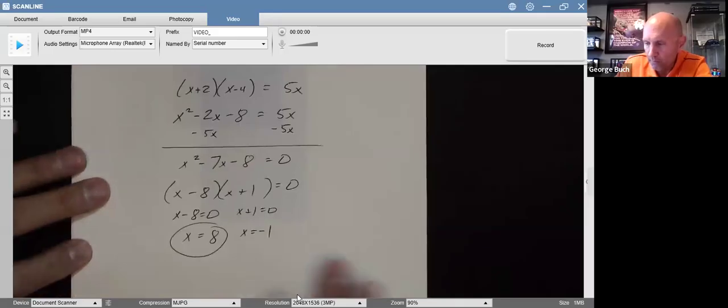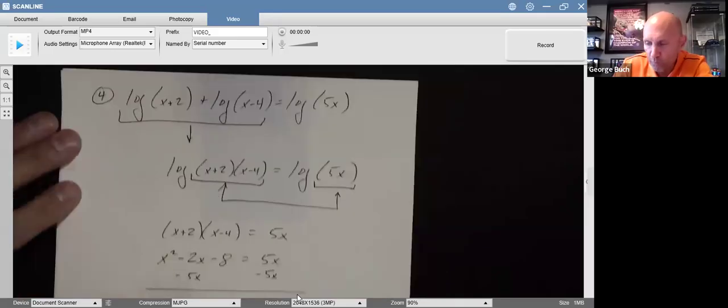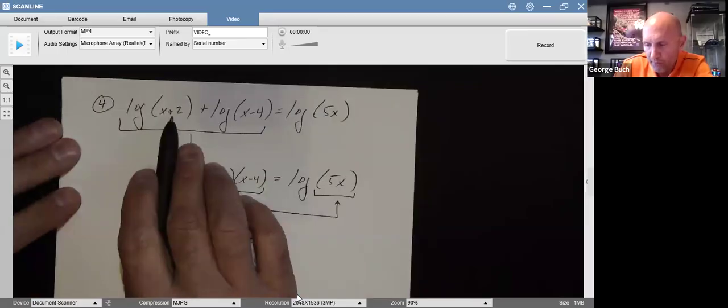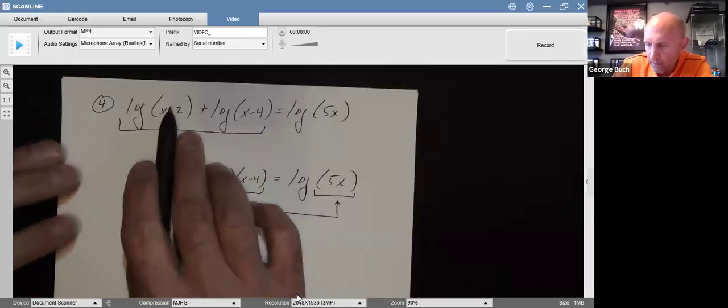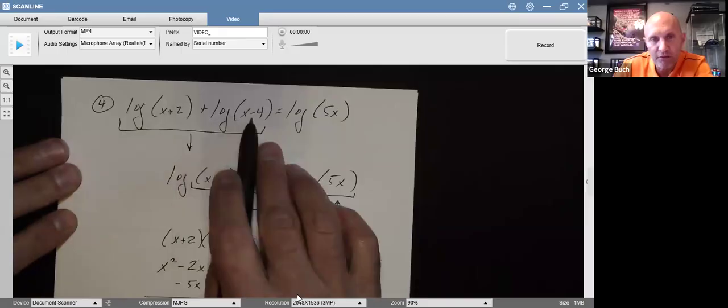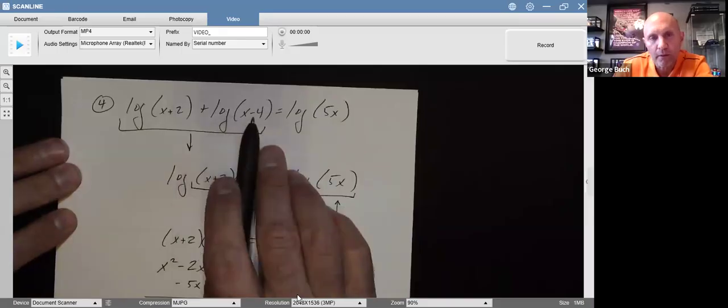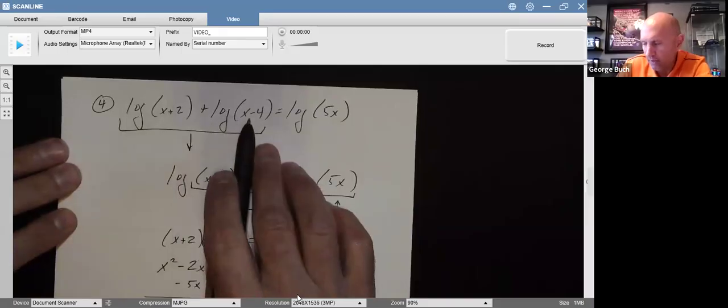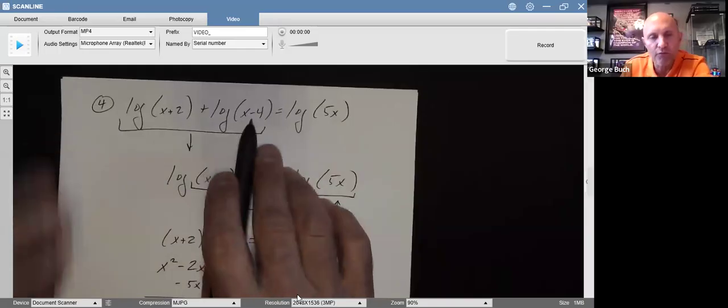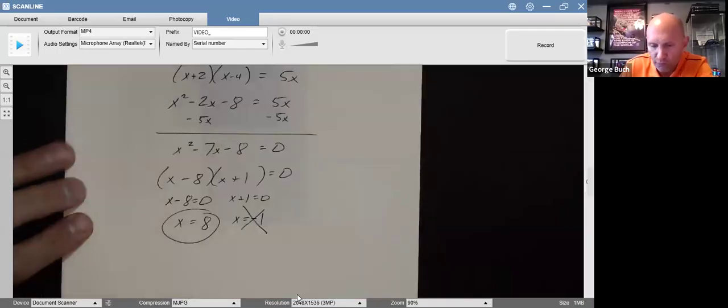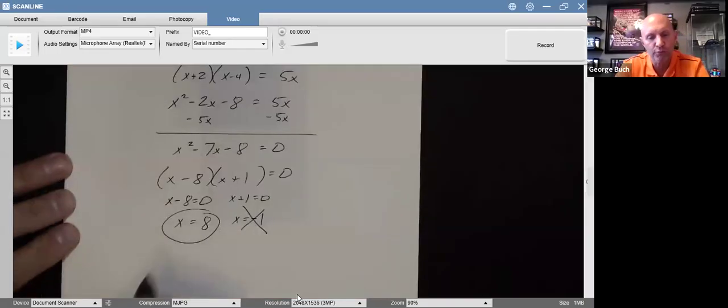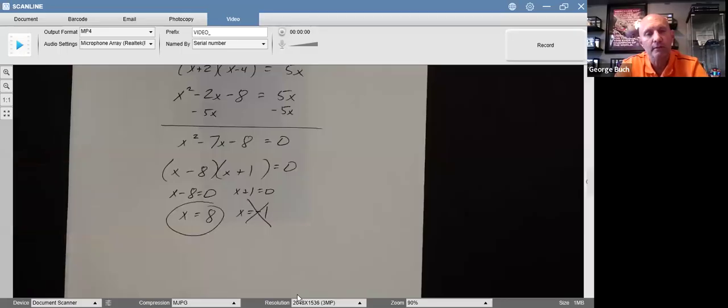How about negative 1? Well, negative 1 plus 2 is 1. That's positive. That's fine. Negative 1 minus 4 is negative 5. That's a problem. I can't have log of a negative value. Therefore, negative 1 is not a solution. So the only solution to this problem is 8. X equals 8. That's it.